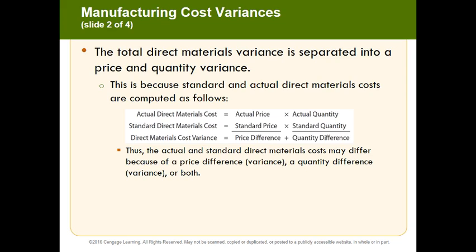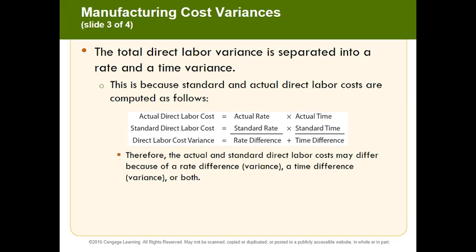So we take the price difference between actual and standard. What did we actually experience there? And then the quantity differences, to determine the direct materials cost variance. So with this, the actual and standard material costs may differ because of a price difference, a quantity difference, or potentially both. We want to know where it happened. This can be done for direct labor as well. As you can see, it is the exact same type of calculation.